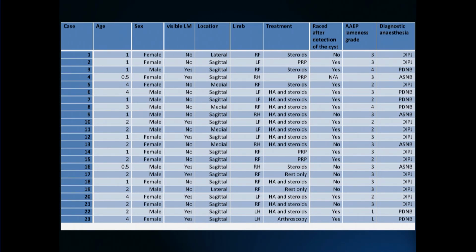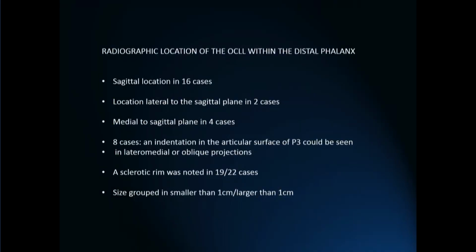The location of the cyst-like lesions within the distal phalanx: they were located sagittally in 16 cases, lateral to the sagittal plane in 2, and medial in 4. In 8 of the cases, there was an indentation in the articular surface of the distal phalanx, which could be seen in a view other than the dorsopalmar view. There was a sclerotic rim noted in 19 of the 22 cases, and we grouped the cyst-like lesions in 2 groups, either smaller than 1 centimeter or larger than 1 centimeter.